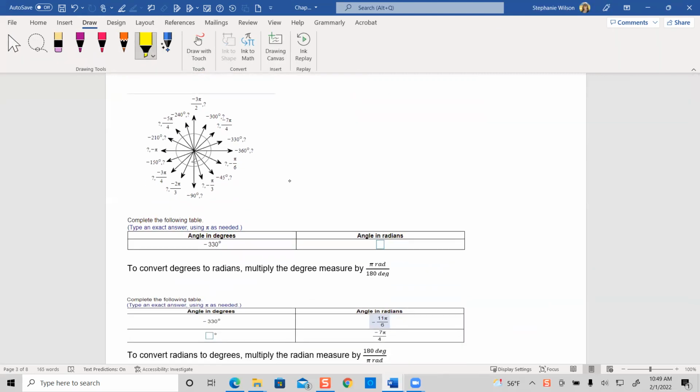We're going to start with the negative 330 degrees. To do that, we need to get it in radians because it's in degrees. We want it in radians. Well, I'm going to take that 330 degrees and multiply it by what I know. For every 1 pi, it's 180 degrees. If I write this in another format, I would say 330 degrees times pi on top and degrees on bottom. Let's not forget the 180.